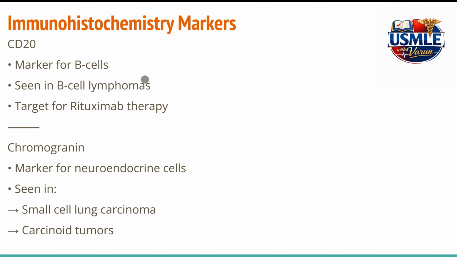Immunohistochemistry is a technique that is used to identify specific proteins on cells. Like CD20 is a marker that is found on B lymphocytes. It is important because it is a target for a drug called Rituximab. So Rituximab therapy in B-cell lymphomas is targeted towards CD20, whereas chromogranin is found in neuroendocrine cells. It helps us identify tumors like small cell lung cancer and also carcinoid tumors. So this technique of immunohistochemistry generally helps us identify the type of cancer based on what protein is being expressed.